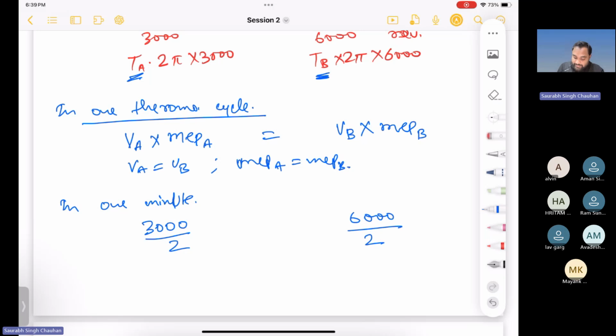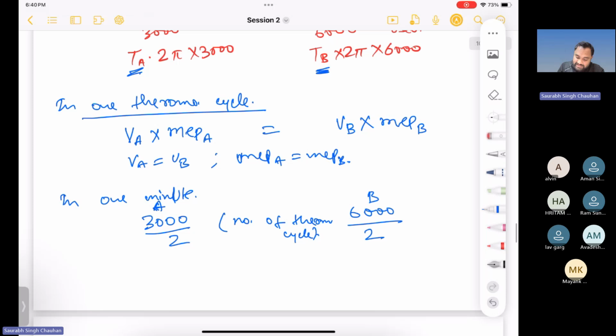Yes, sir. So this is for engine A, this is for engine B, and this is the number of thermodynamic cycles. In one thermodynamic cycle, both engines are producing an equal amount of work, but engine B is completing twice the number of thermodynamic cycles as compared to engine A, right? So engine B will produce twice the work output in 1 minute, correct?